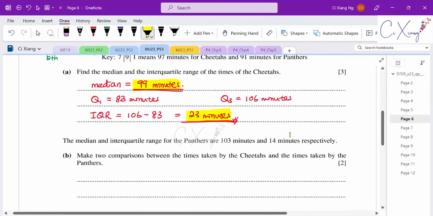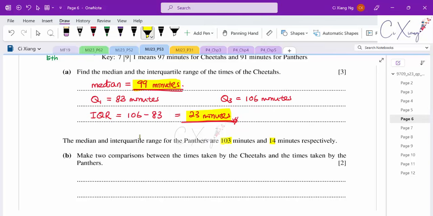And then for part B, they said the median and interquartile range for the Panthers are 103 and 14 minutes respectively. They want us to make two comparisons between the time taken by the cheetahs and the time taken by the Panthers. Before we make any comparison, let's look at the values given first. They give us the median and the interquartile range. The median is about the central tendency, which denotes the whole set of data.